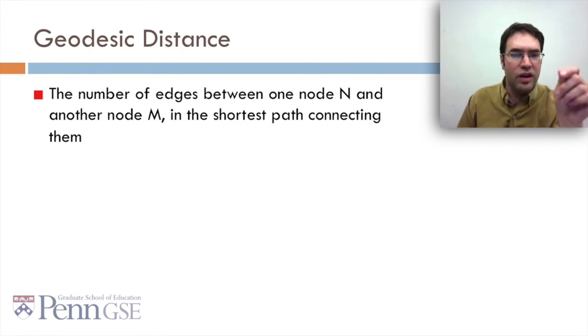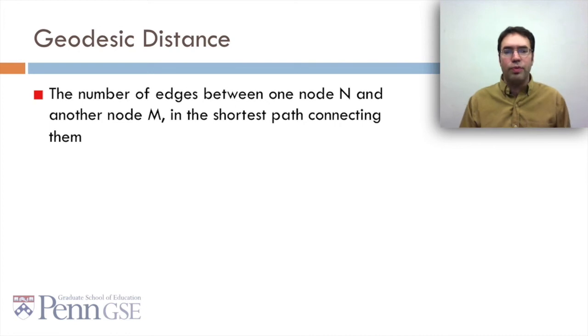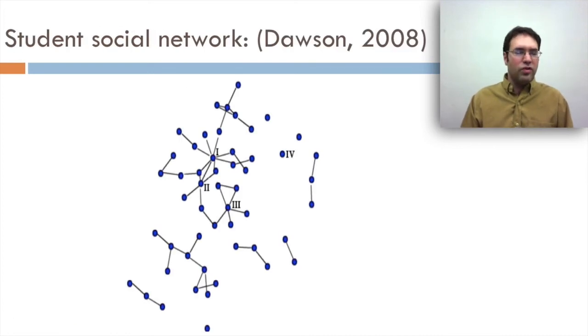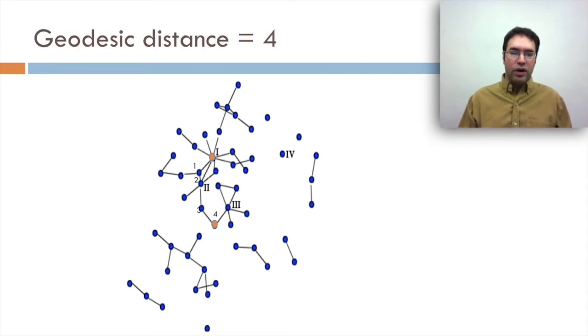Geodesic distance. Geodesic distance is the number of edges between one node and another node M in the shortest path connecting them. If we look at a student social network, and this is work by Shane Dawson, looking at an online class, we can see that the geodesic distance between these 2 points is 4, because they have 1, 2, 3, 4 steps to get between them.